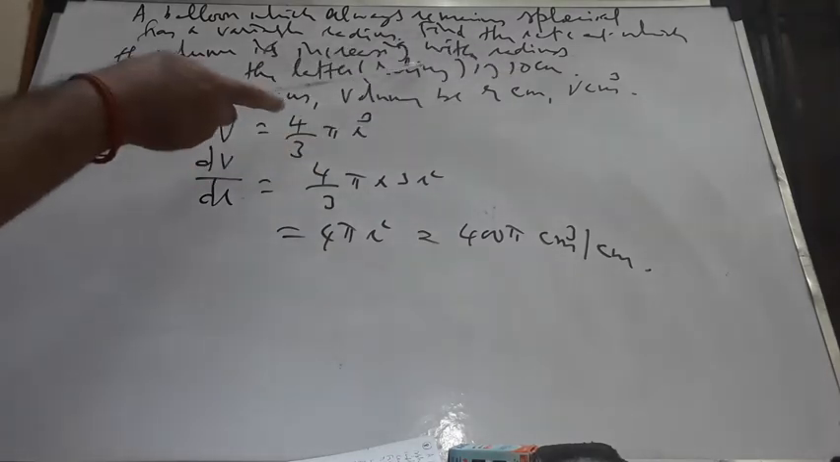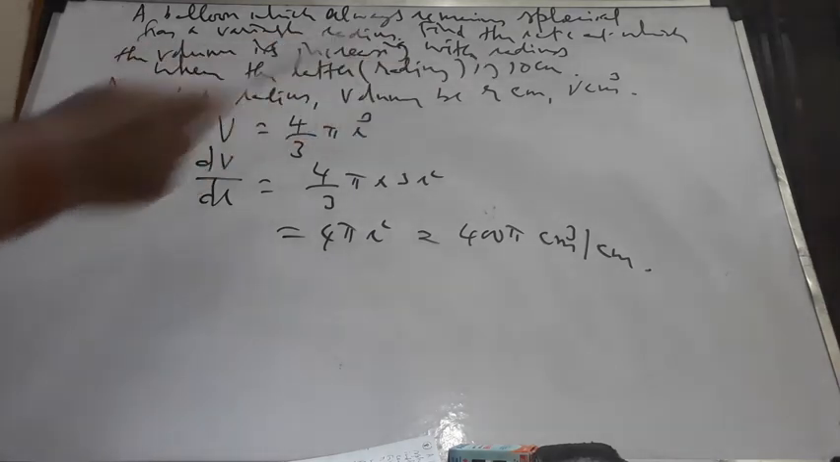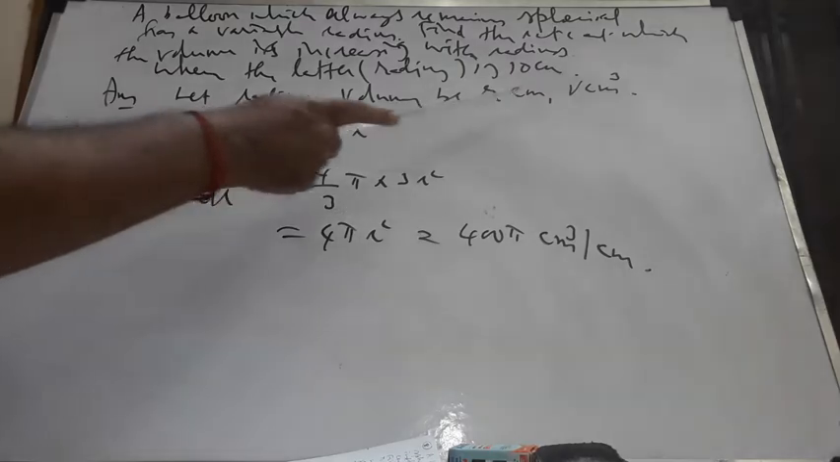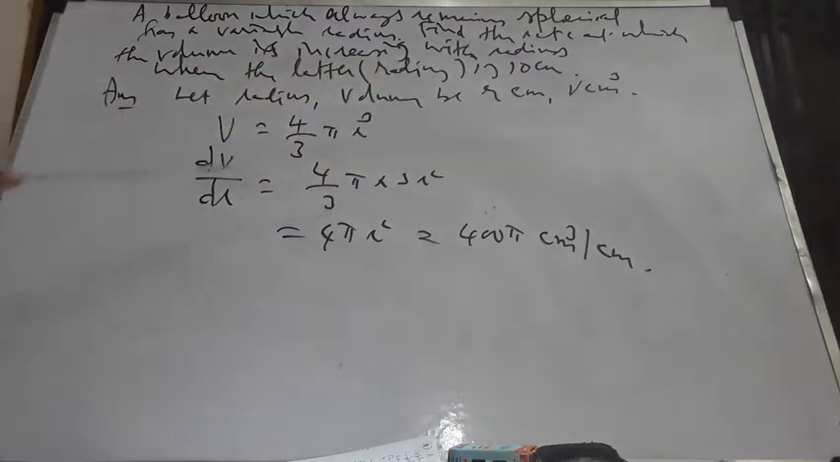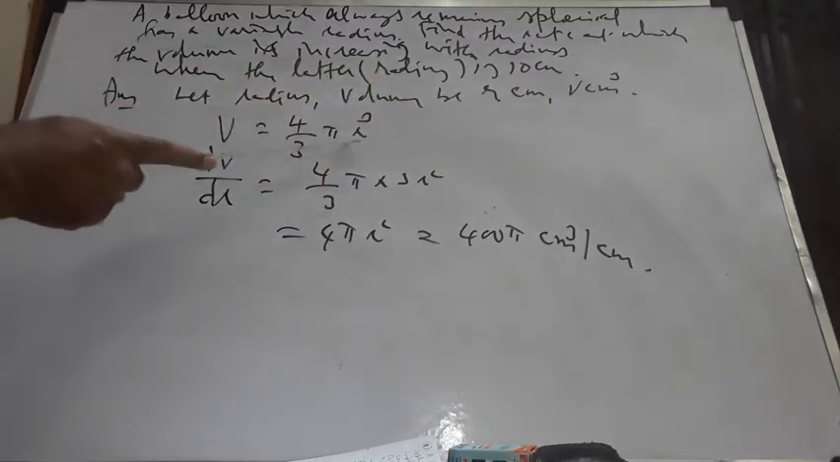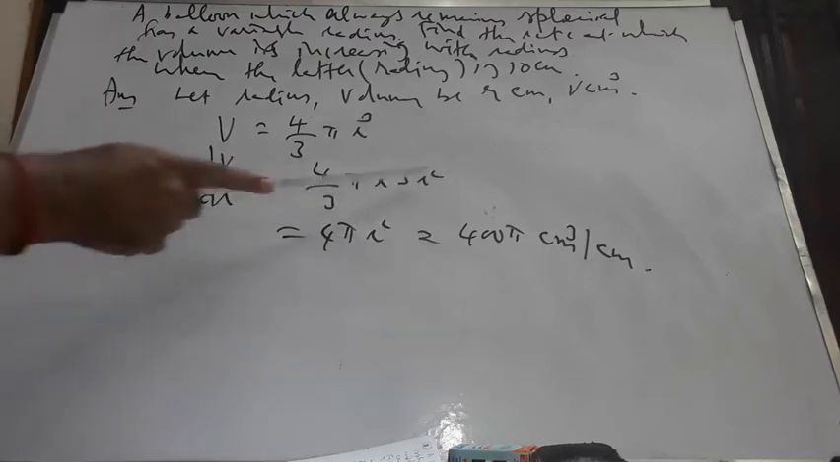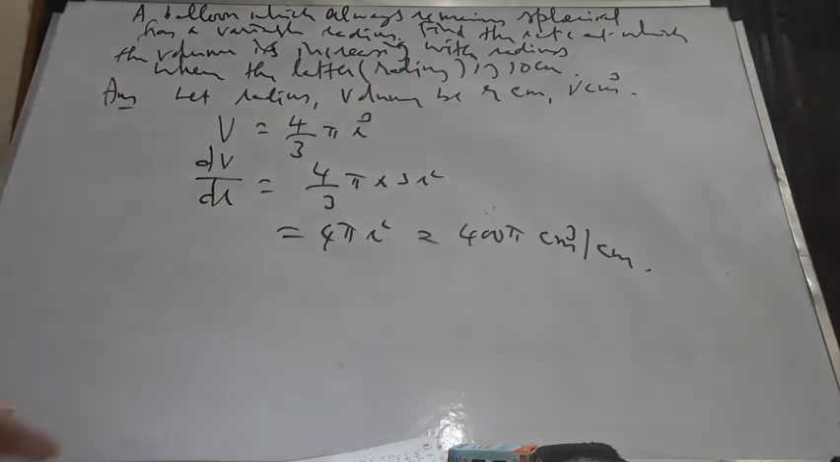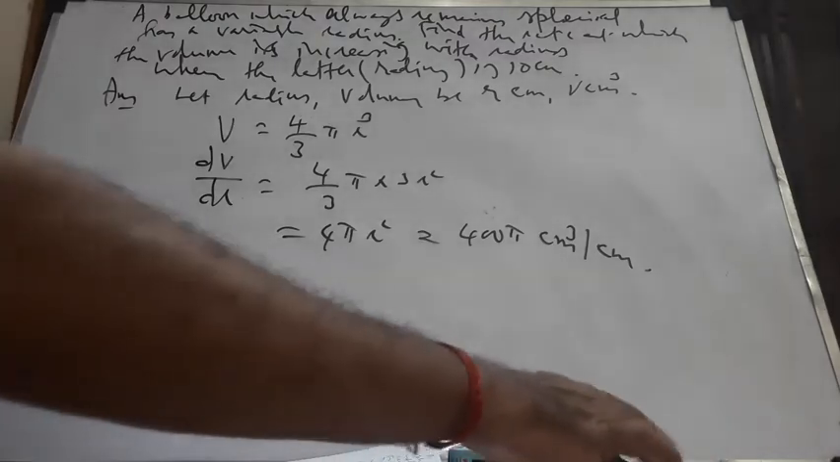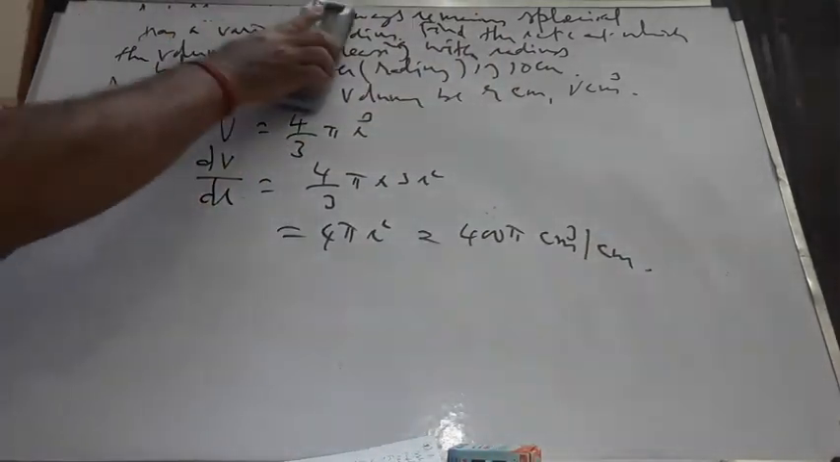I should not find dV/dt. I should find dV/dr when the radius is 10 centimeters. Let the radius be r centimeters and the volume V centimeter cube in general. V is 4/3 pi r cube. dV/dr is 4/3 pi into 3r square. The 3 gets cancelled, so 4 pi r square. Therefore 10 square is 100, so 400 pi. The unit here I should write is centimeter cube per centimeter.